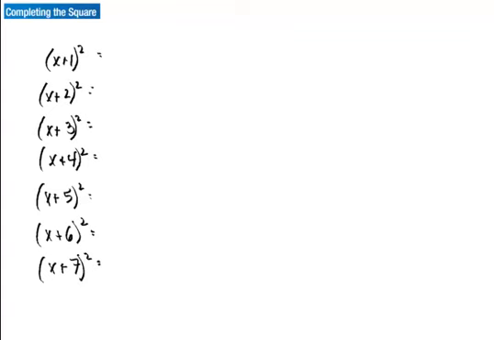All right. We're going to need to multiply all of these out so that we can learn what completing the square is. So I'm going to list these out for you. If I were to multiply x plus 1 times x plus 1 and FOIL that out and combine like terms, I would get x squared plus 2x plus 1. If I did the same thing for the next one, I would get x squared plus 4x plus 4. x squared plus 6x plus 9.